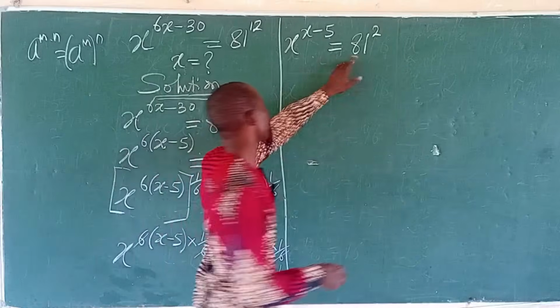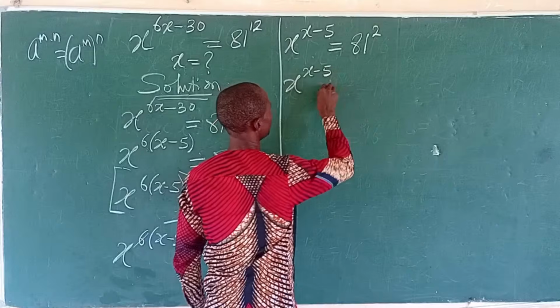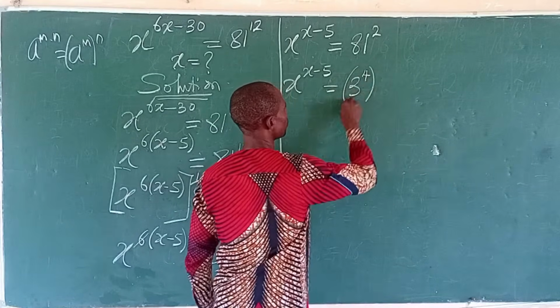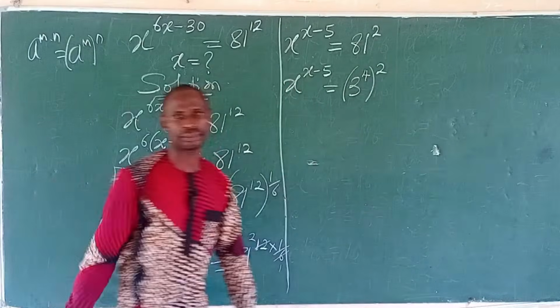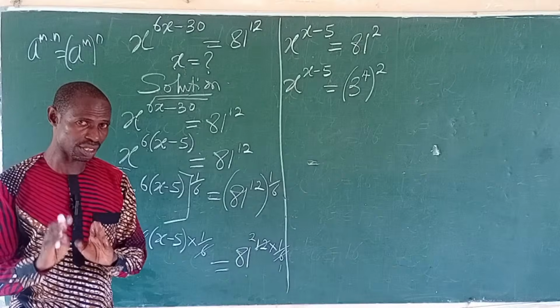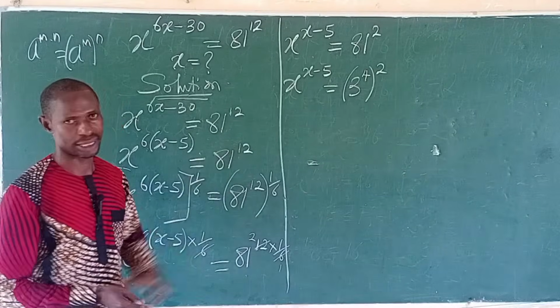So let's go ahead and rewrite this. You're going to have x to the power of x minus 5 is equal to 3 to the power of 4, all raised to the power of 2. Nice, right? Now, if you're watching online, do not jump to a quick conclusion that the answer is this.